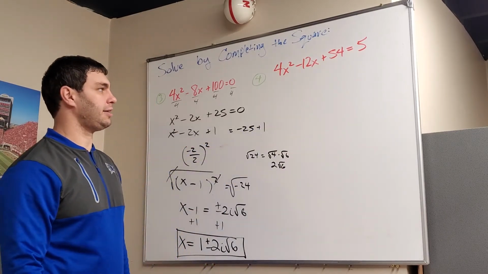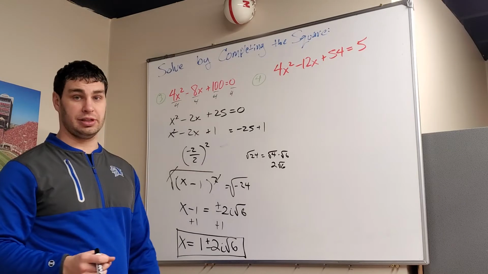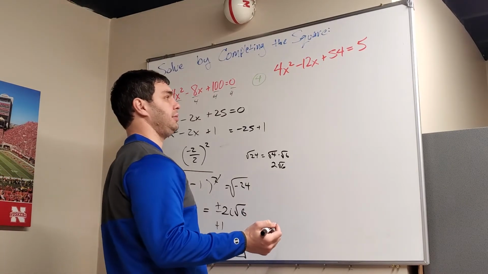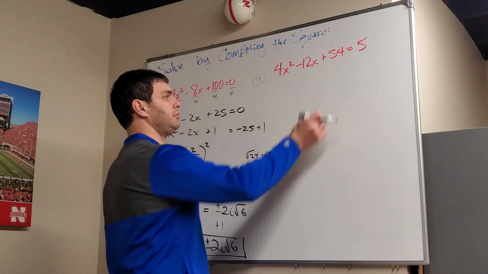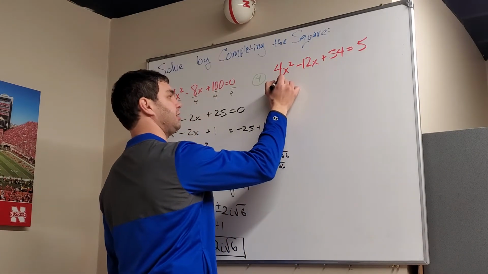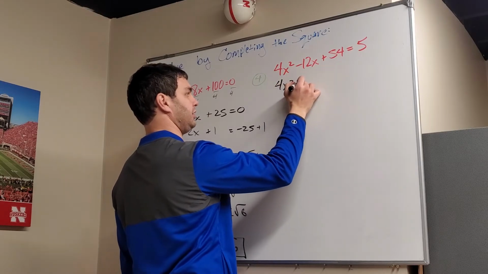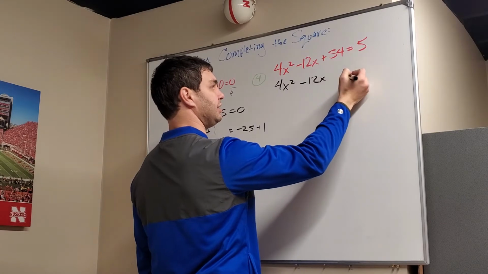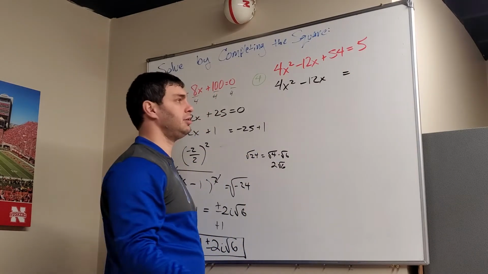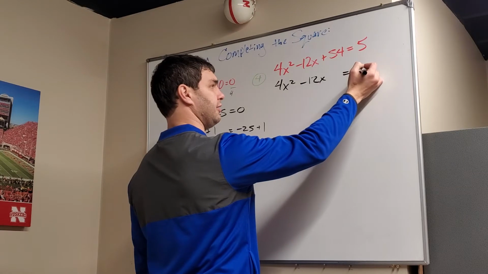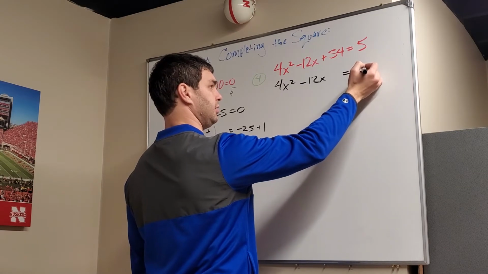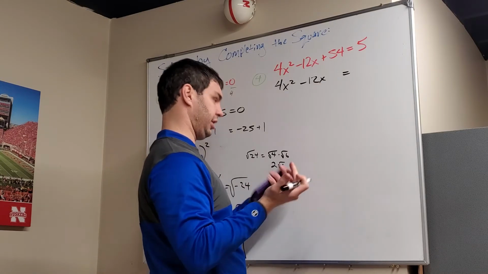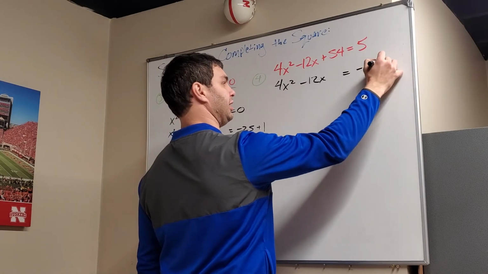The second one says 4x squared minus 12x plus 54 equals 5. Okay, let's start maybe on this one. I'm going to move this over so those are both together. Let's start that way. Doesn't really matter, but let's go 4x squared minus 12x. If I subtract 54 on both sides, 5 minus 54 is negative 49. Sorry, 5 minus 54. Yeah, I don't know why I was questioning myself there, but negative 49.